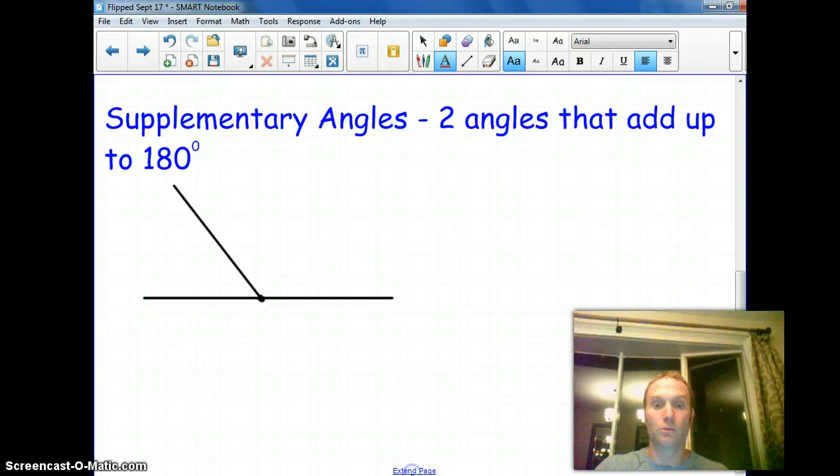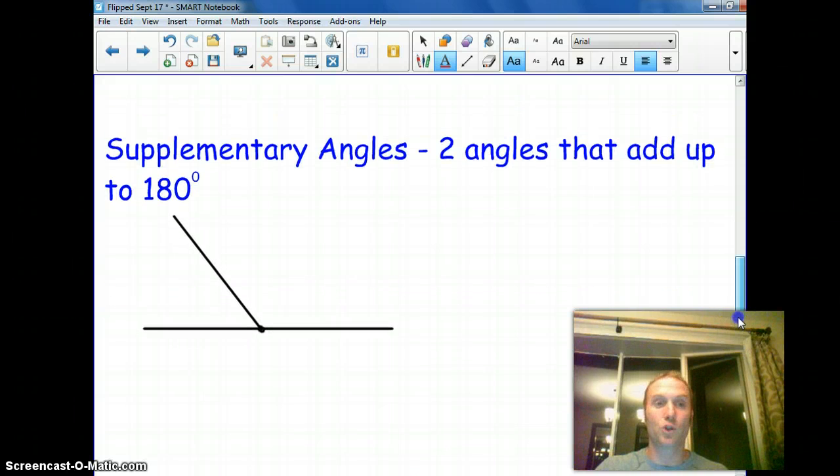Supplementary angles. Two angles that add up to 180 degrees. So on a line that adds up to 180 degrees, you definitely have two angles that are supplementary. All straight angles are 180 degrees. Each of these, this acute, this obtuse angle, those are definitely going to be supplementary.